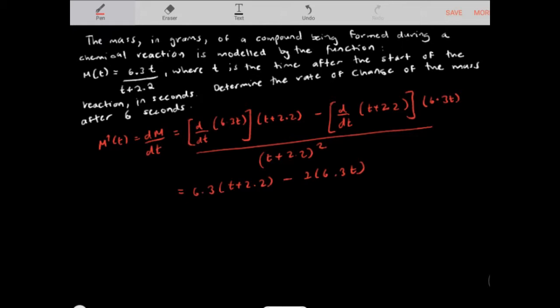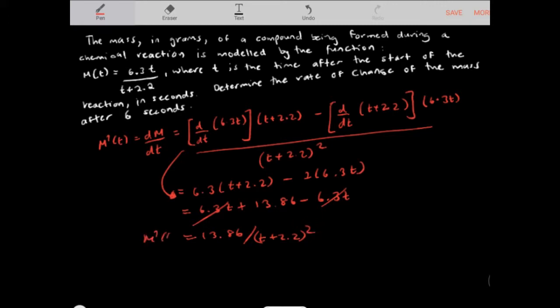6.3t. Okay, and if I simplify the numerator first, so I'm just looking at the numerator right now, I'm just going to simplify the numerator and then add on the denominator. So you have 6.3t plus 2.2 times 6.3, which is 13.86, minus 6.3t. You can see that the 6.3t and this negative 6.3t cancel out, and you're left with 13.86 over t plus 2.2 squared.